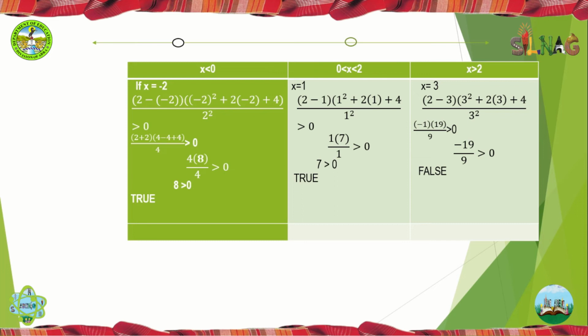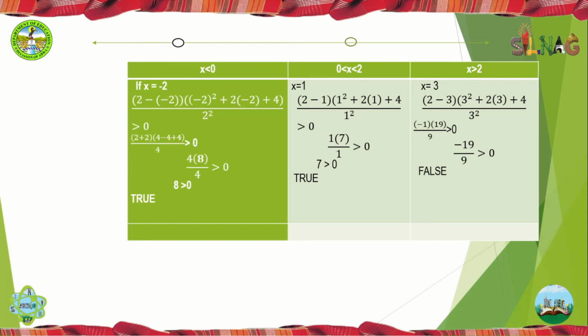Then the quantity of 2 plus 2 times the quantity of 4 minus 4 plus 4 close quantity over 4 is greater than 0. Then we simplify again the left side. So we have 4 times 8 over 4. Then we cancel 4. So what is left is 8 is greater than 0. So the given is a true statement, meaning the numbers which are less than 0 are solutions of the given inequality.